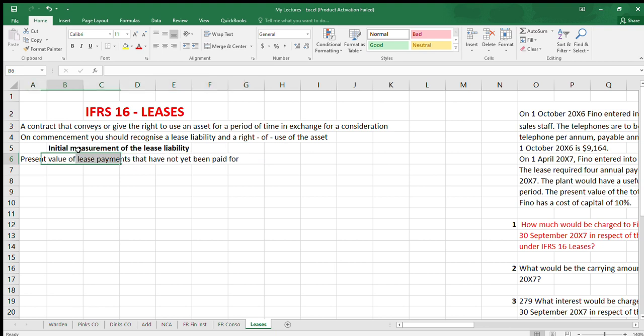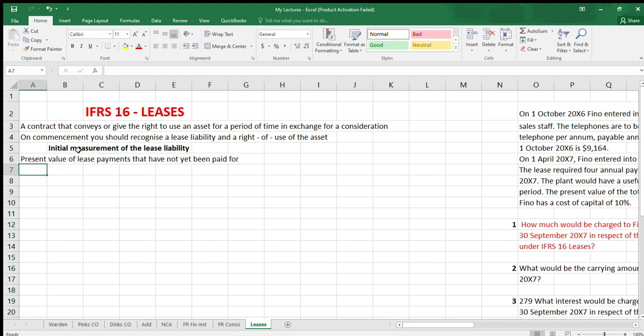So if they are to pay 5,000 at the end of year 3, they will give you a discount rate of, let's say, 2%. So 5,000 at the end of year 3, discount it with 2% back to year 1. That is what you recognize. But they won't tell you to discount. Discounting is in financial management. So the first thing is present value of lease payments that have not yet been paid for, and in every question they will give you this figure.